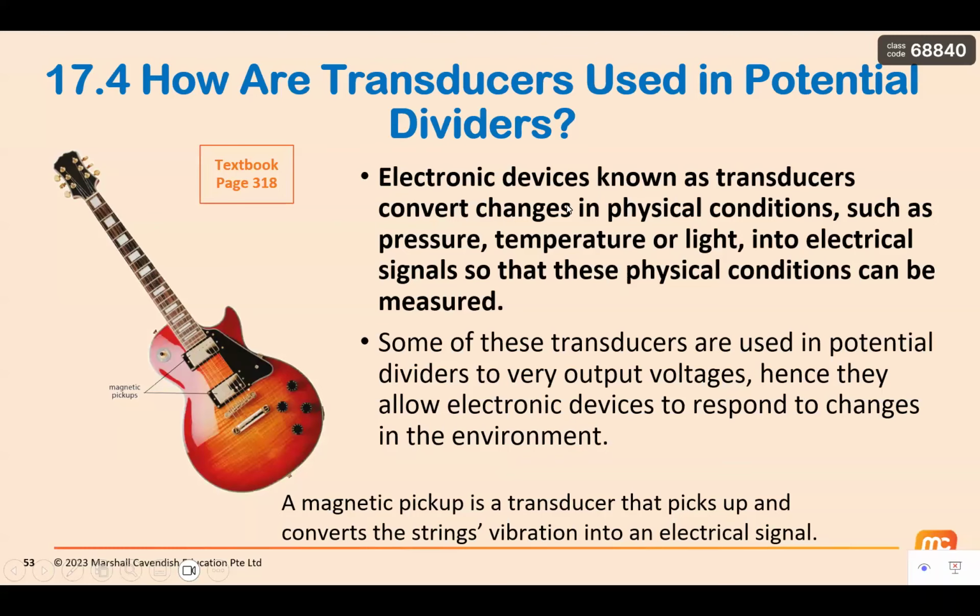Transducers are electronic devices that convert changes in physical conditions such as pressure, temperature, or light into an electrical signal so that it can be measured. There are a lot of transducers in our daily life. One example is a magnetic pickup, a transducer that picks up and converts the string vibration into an electrical signal in your electric guitar.